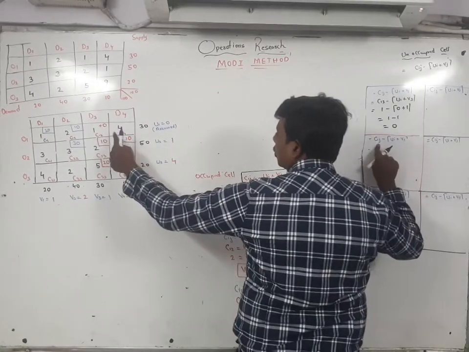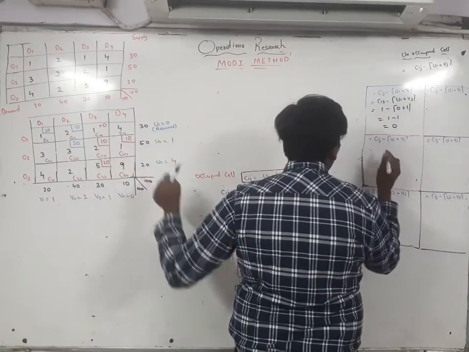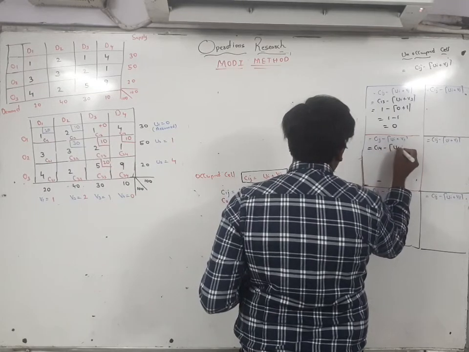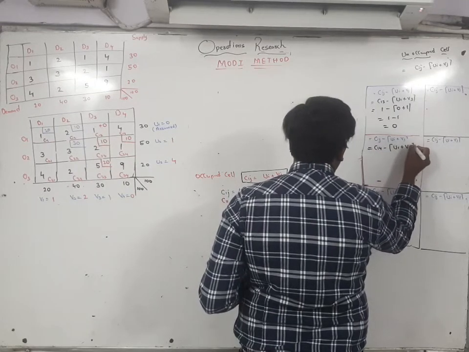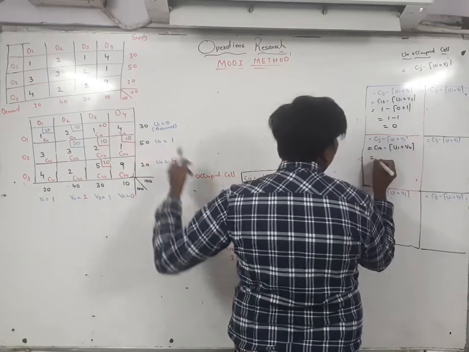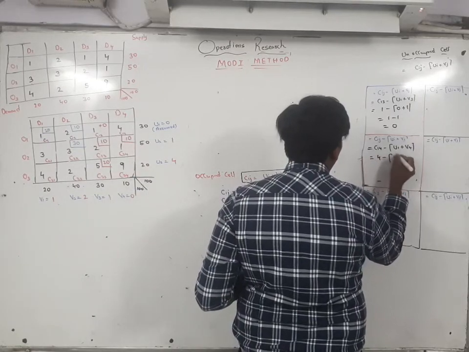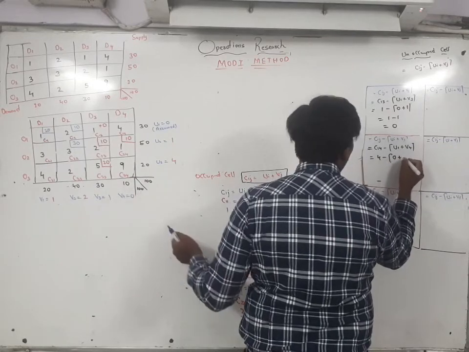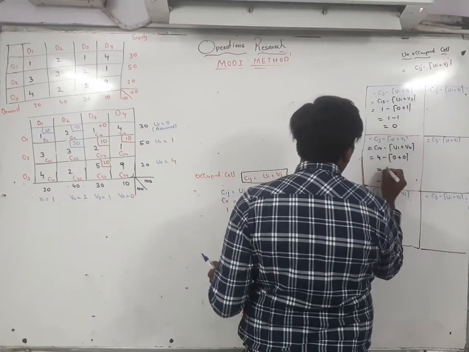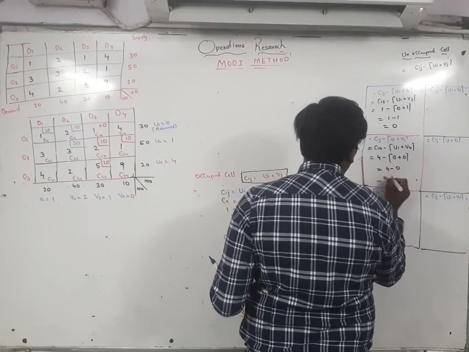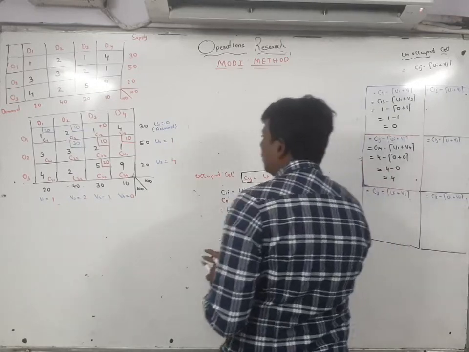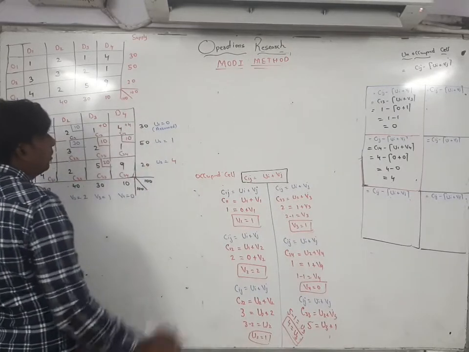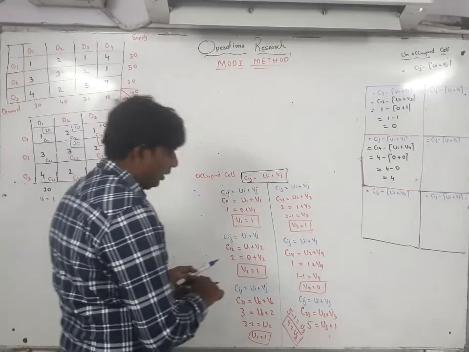Next occupied cell, C14. So here I will write C14, that is U1 V4. C14, how much value is there? 4 minus U1 value is 0, V4 value is 0. So how much is 4 minus 0? The final answer is 4. So that is plus 4. Next step.